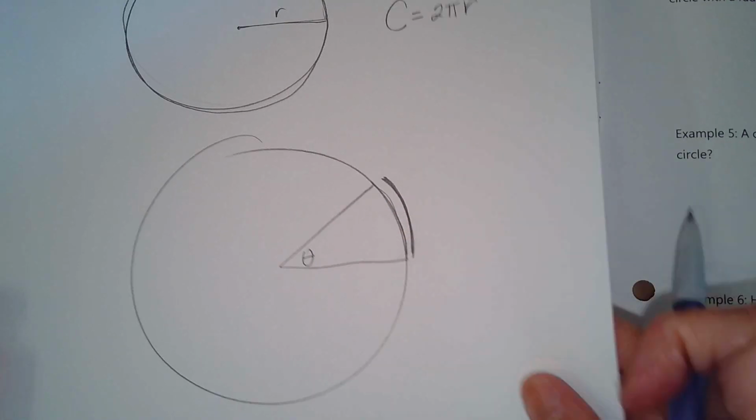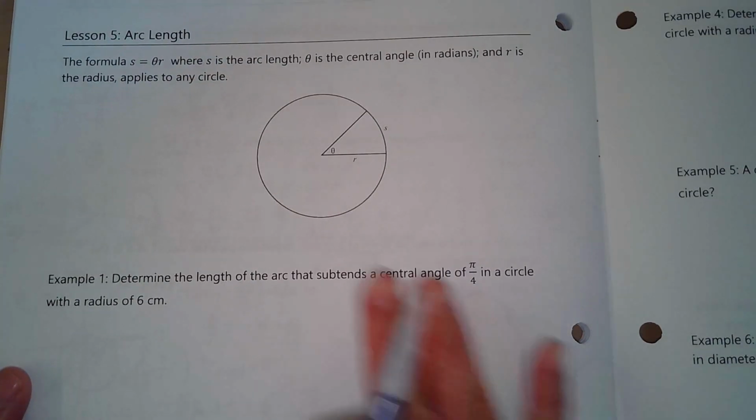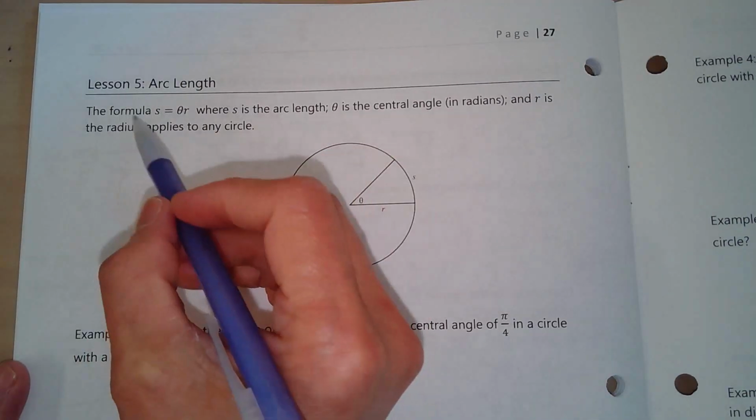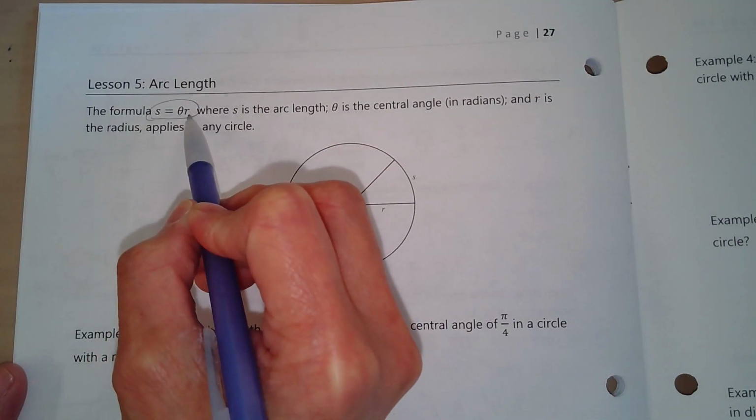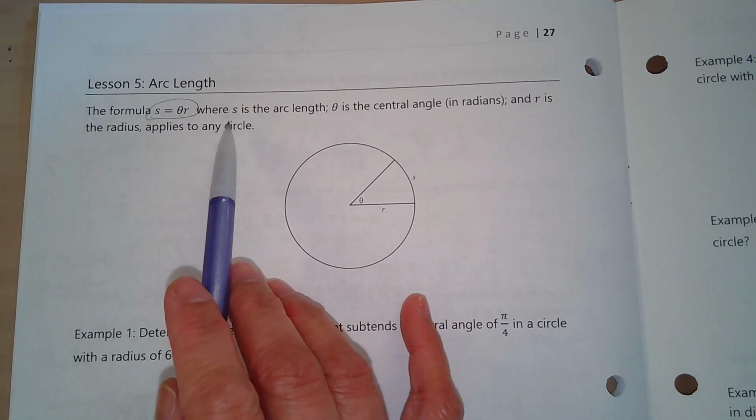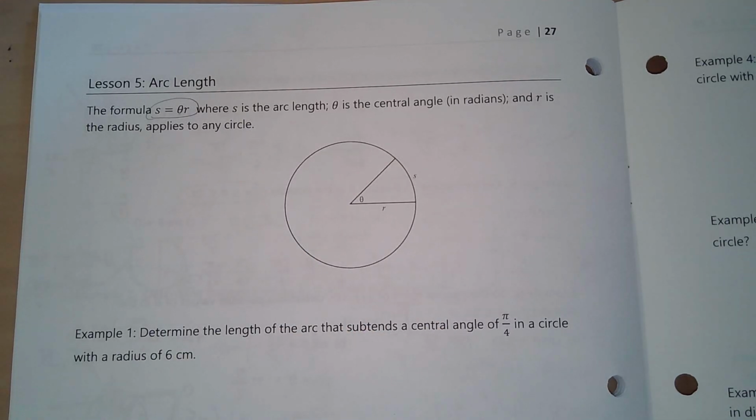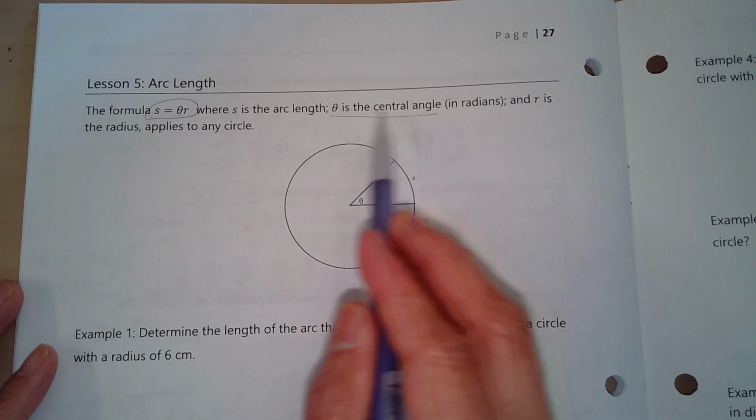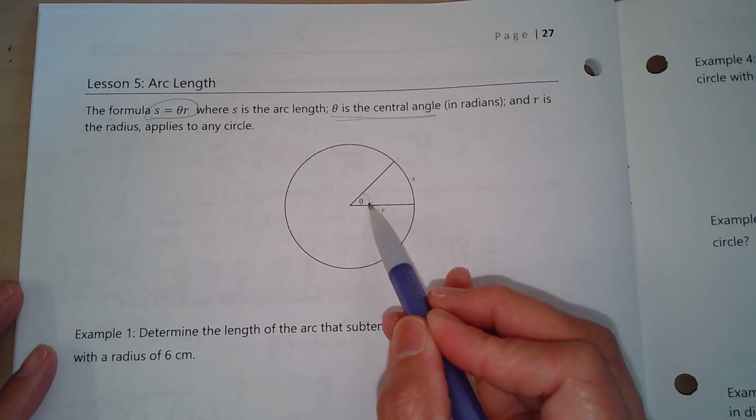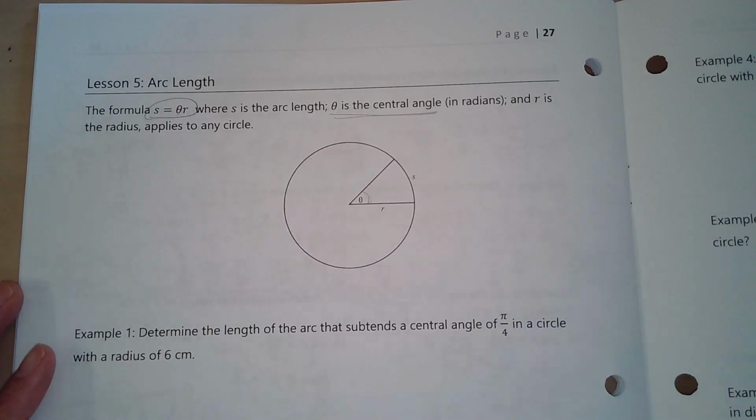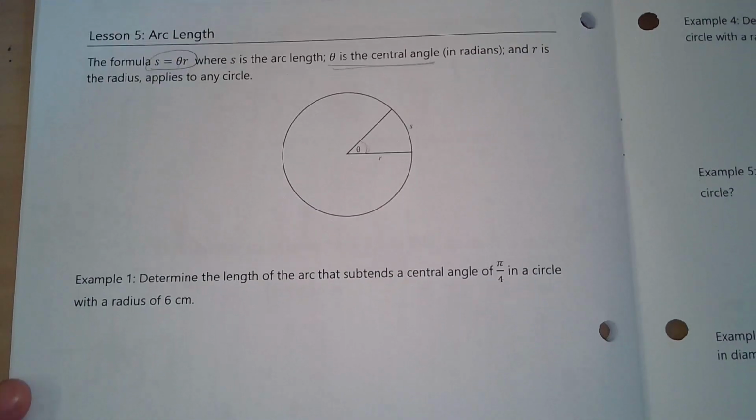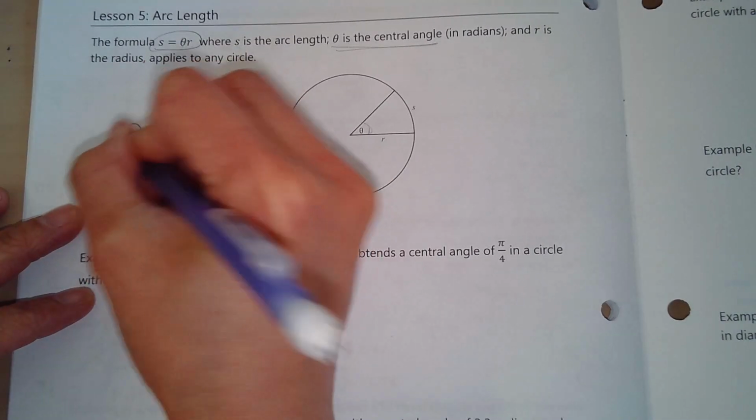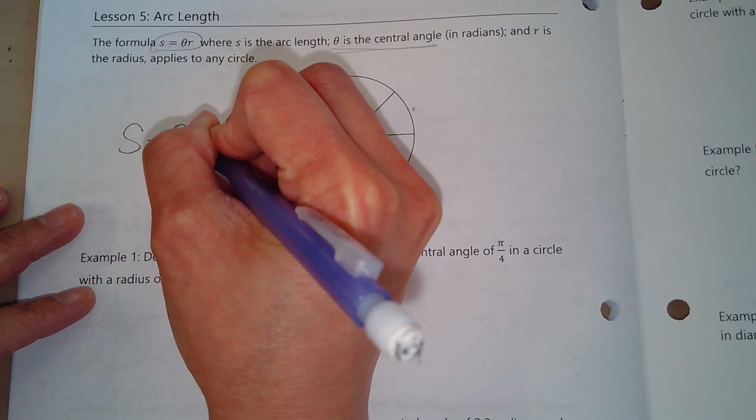So that ties into this. So the formula S equals theta times r is the formula to figure out the arc length. It's part of the circumference only. Where theta is the central angle, the angle in radians, and r is the radius. Okay, so that's a formula. S is equal to theta times r.